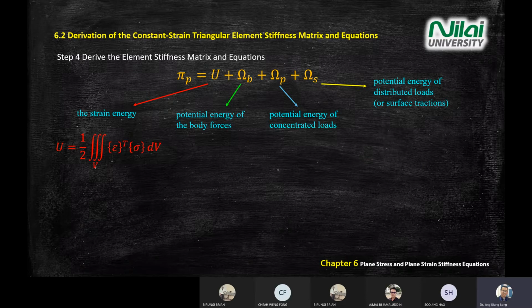First one, strain energy given by this equation. You need to triple integrate the strain transpose and the stress equation, and then dV. You need to integrate three times to get the volume. I'm not going deep into how you get this equation, but you just plug and use it. If you need to calculate the potential energy for the system, it consists of four components. First, strain energy, you use the red color equation.